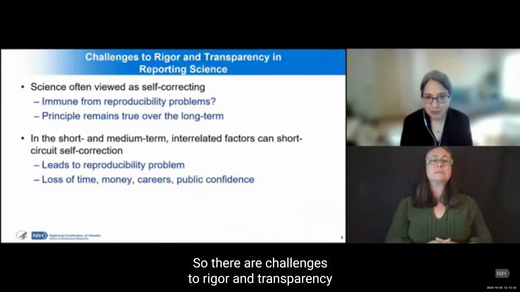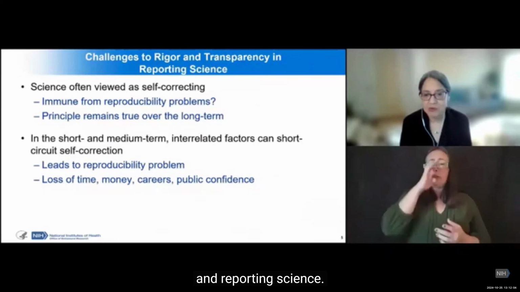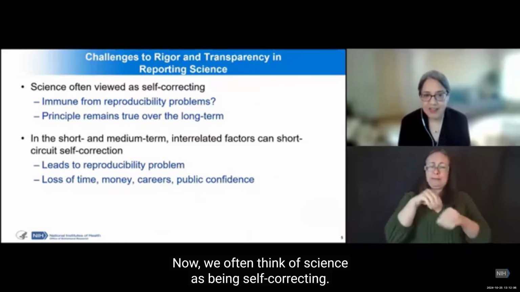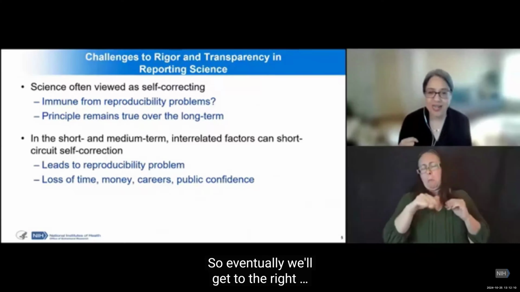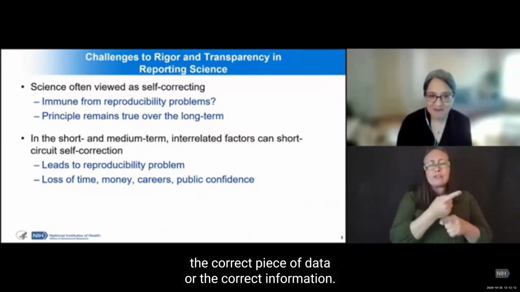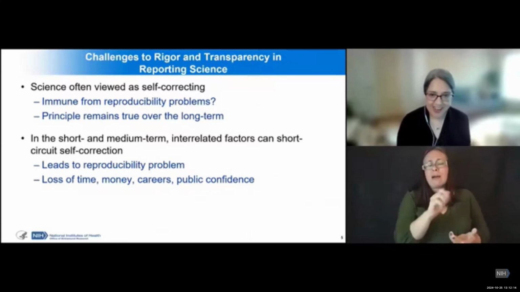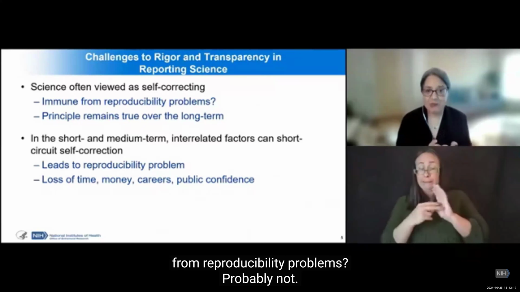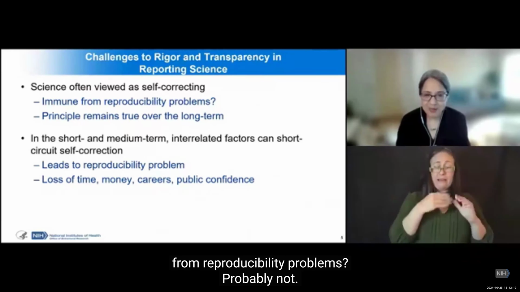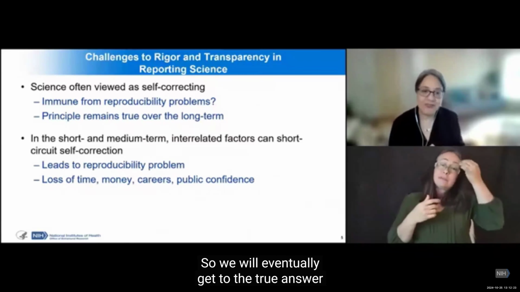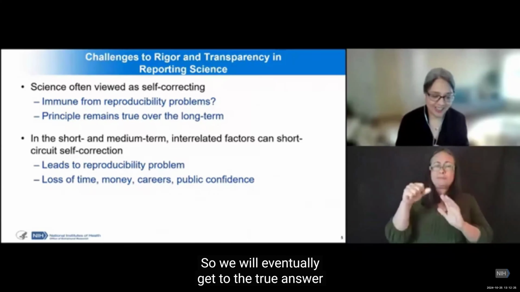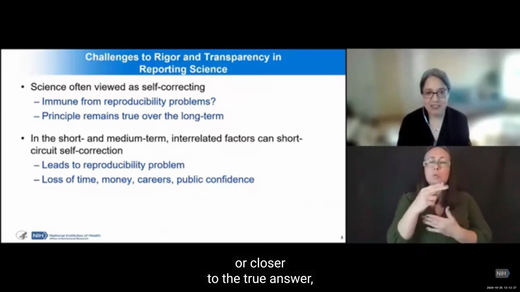Now, there are challenges to rigor and transparency in reporting science. We often think of science as being self-correcting, so eventually we'll get to the correct piece of data or the correct information. Does that mean that science is immune from reproducibility problems? Probably not. But the principle does remain true over the long term. We will eventually get to the true answer, or closer to the true answer.